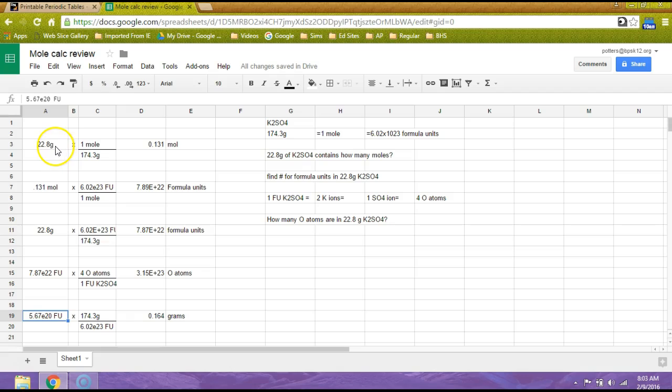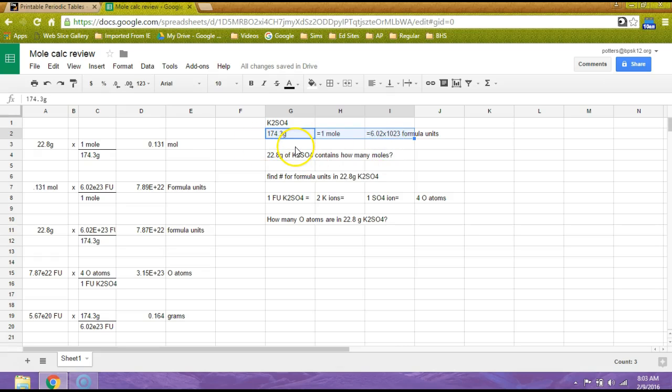And again, if I look back at these numbers and what they mean, 174.3 grams is 1 mole, that's this number of formula units. Well, if I'm starting with 22.8 grams, that's a lot less than the amount for 1 mole, so that's why it ends up being just a fraction of a mole, and similarly just a fraction of the number of formula units. So you should be able to check your answer. You understand this relationship, so this is the key thing to have down.